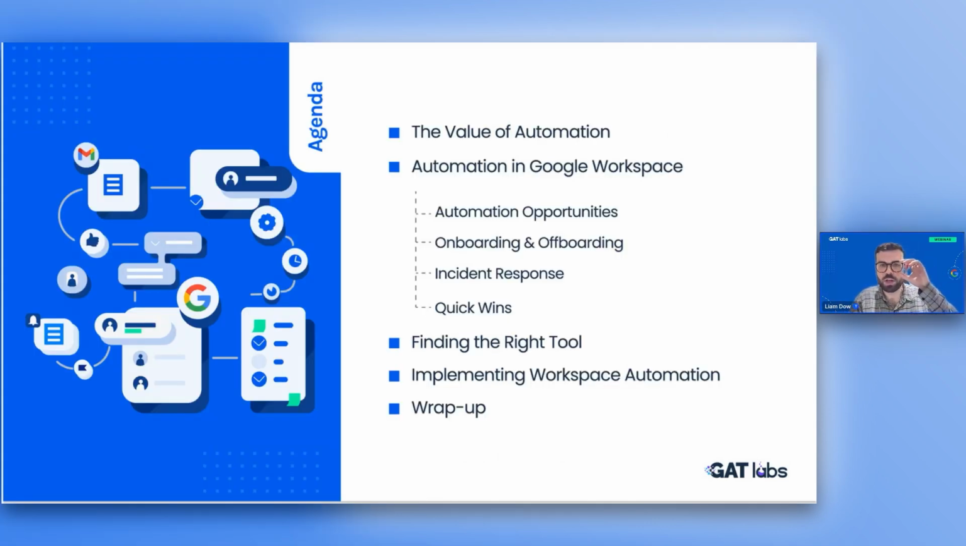Now, in terms of the agenda today, we're going to start off talking a little bit about the value of automation. We looked at a number of case studies and industry reports about automation, some of which focus specifically on Google Workspace. And talking about the value there, and also some of the challenges that exist when we're talking about automation, and then covering some use cases, some practical examples of automation in Google Workspace.